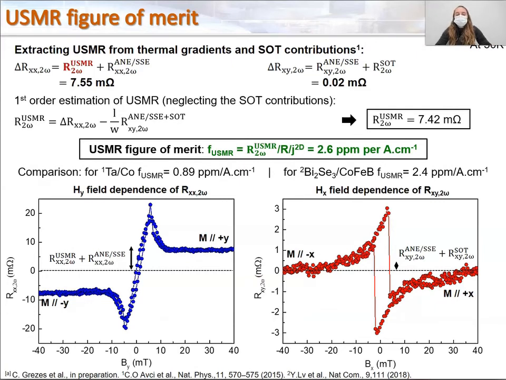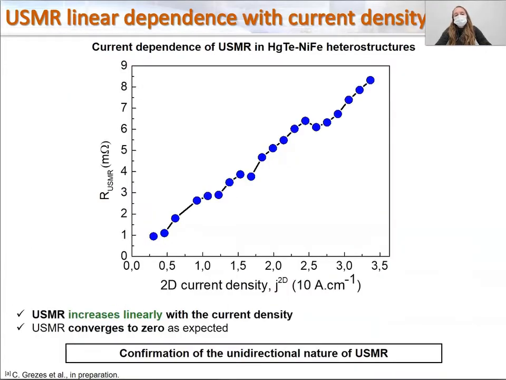This USMR efficiency is 3 times higher than in ferromagnet-normal metal bilayers and on the same order as low-temperature bismuth-based topological insulators. Importantly, we demonstrate unidirectional spin-Hall magnetoresistance in the mercury telluride topological insulator. As seen in the figure below, USMR increased linearly with the current density and converged to 0. This is a signature of the unidirectional nature of USMR in the HgTe topological insulator.